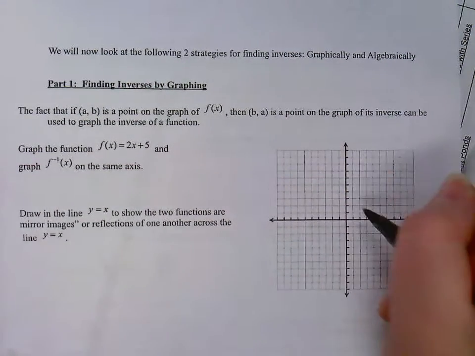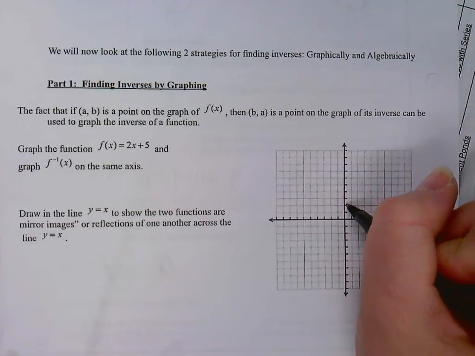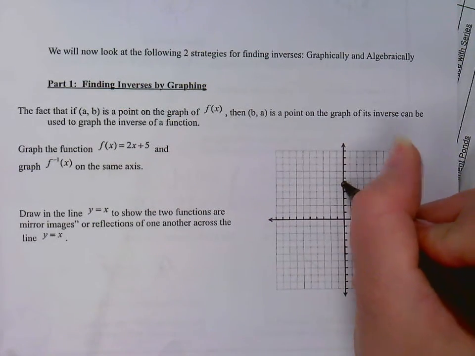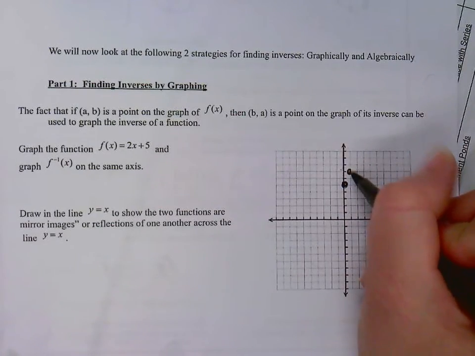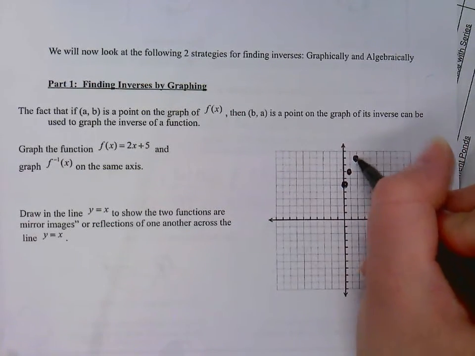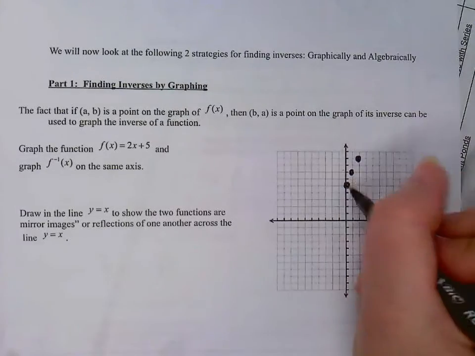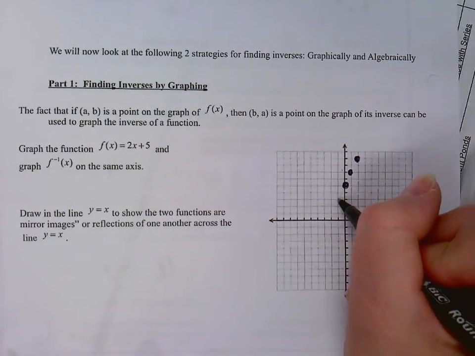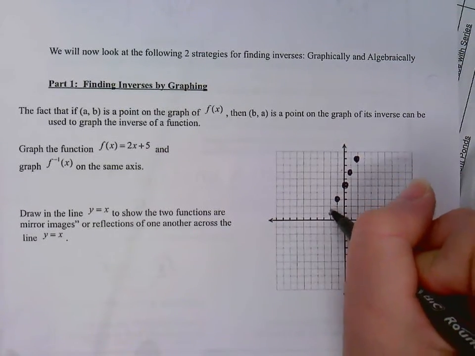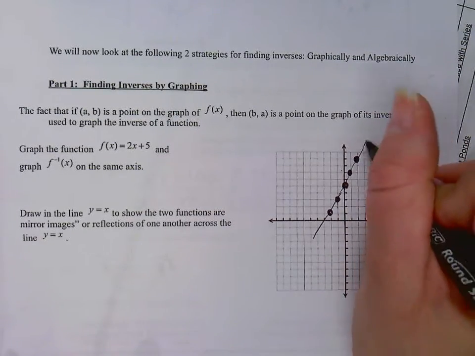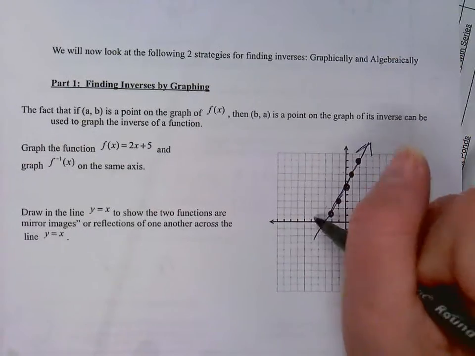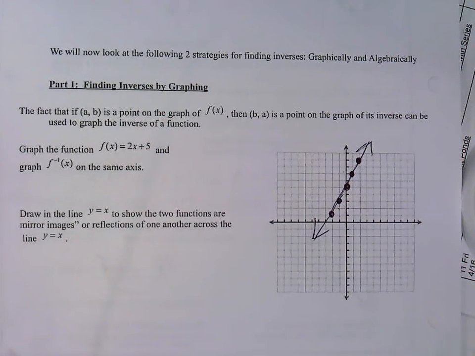So 2x plus 5, I start at 5. 1, 2, 3, 4, 5, put a dot. 2x, I go up 2 over 1, up 2 over 1. Down 2 over 1, down 2 over 1. There's my line. So that's the function y equals 2x plus 5. You with me? All I did was graph it.